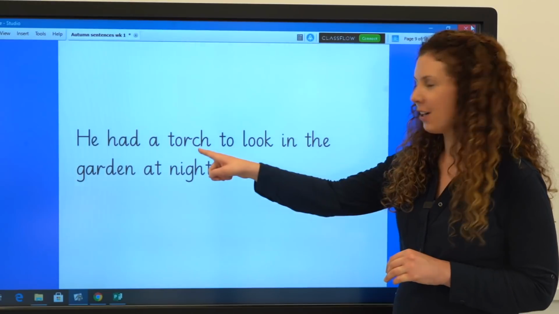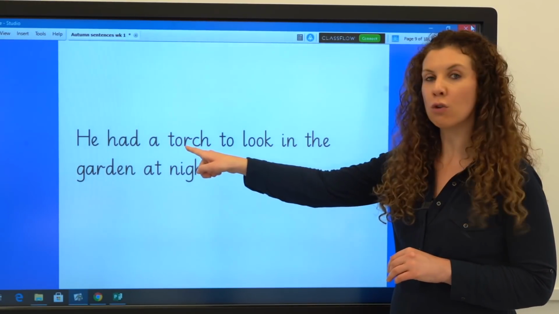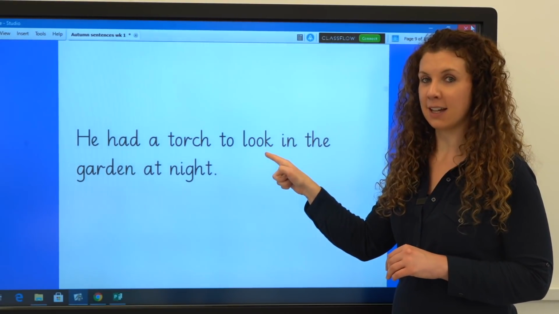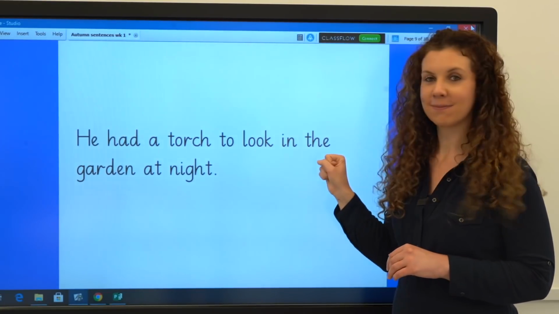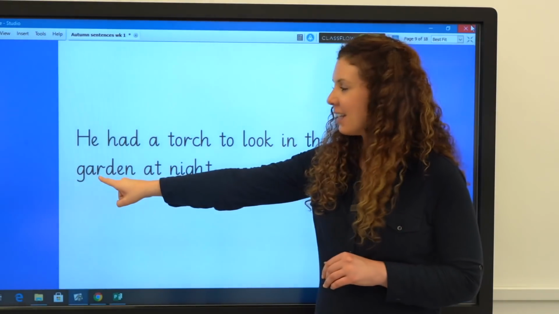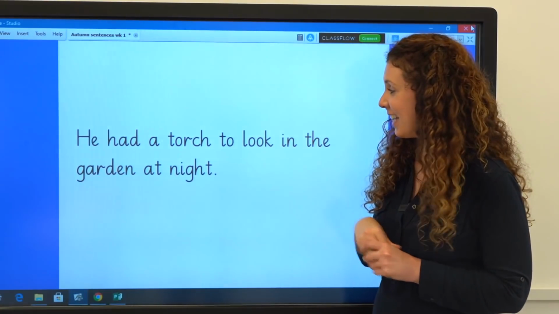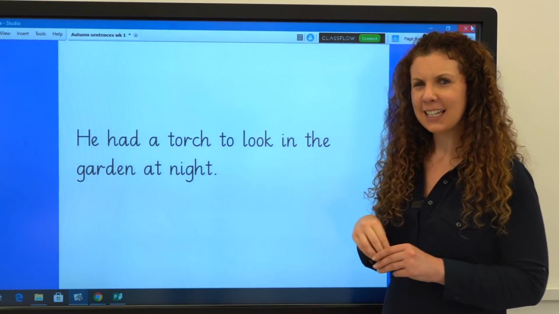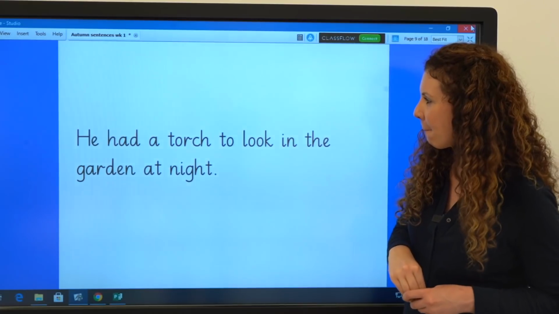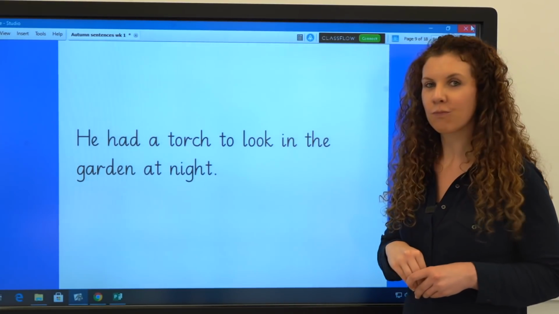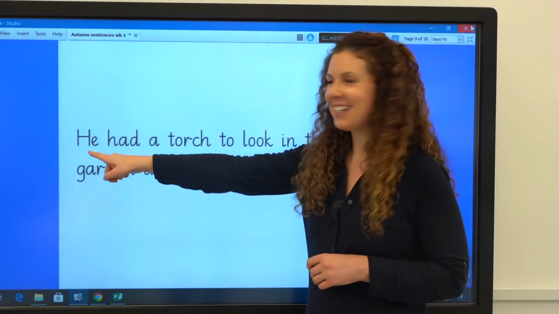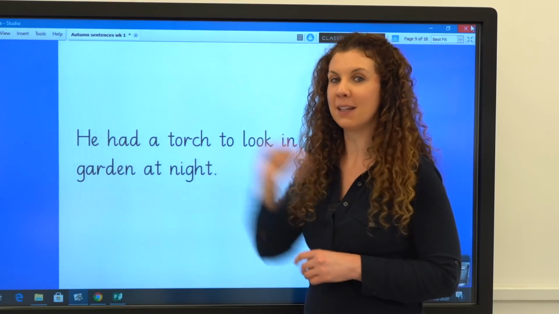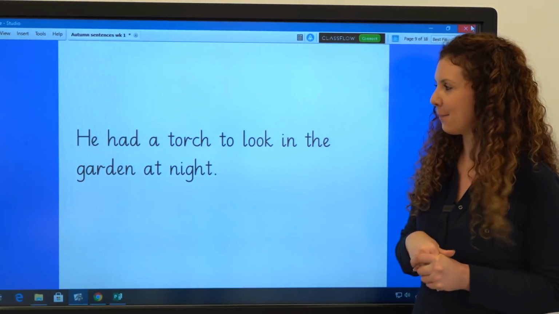Yes, this word has the digraphs or and ch. This word has the digraph oo. And this word has the digraph ar. And in this word, we have the trigraph igh. Can you see a tricky word we read today? That's right. The tricky word is he, but it has a capital H because it's at the beginning of the sentence.